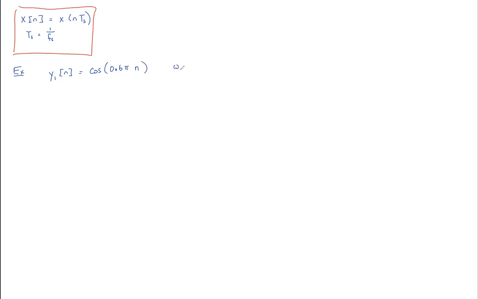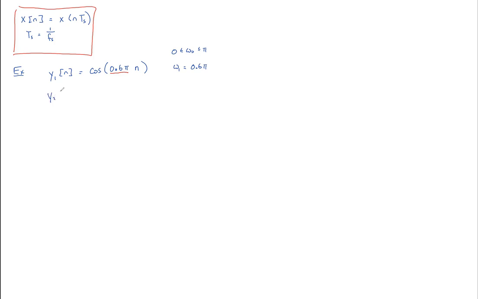So in other words, our omega for this particular signal, omega sub 1, is going to be 0.6 pi. The omega is whatever is multiplying your n by. And this is in between our range of 0 to pi, right? It's just a little bit to the right of that range. So we're not going to mess with it much.